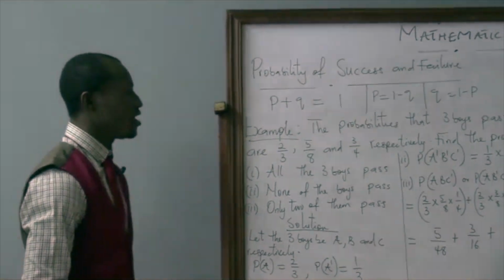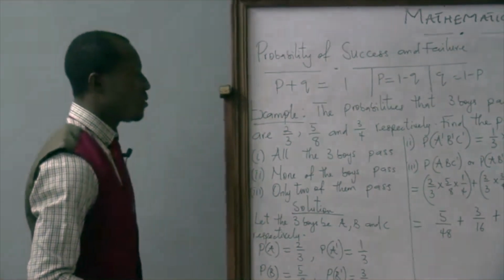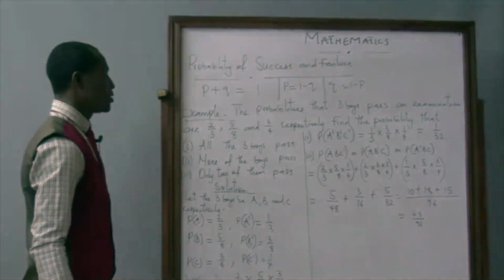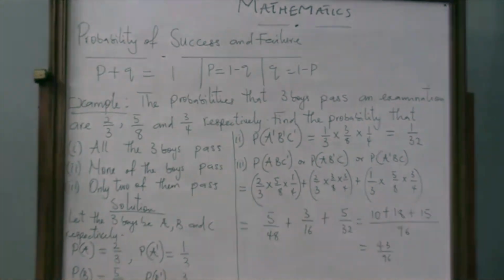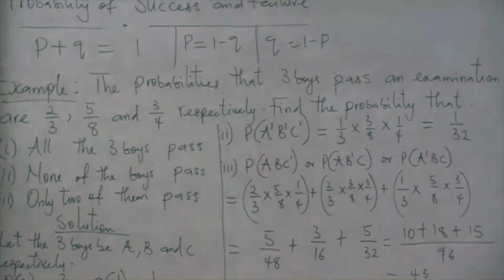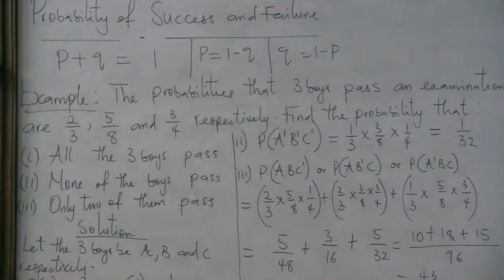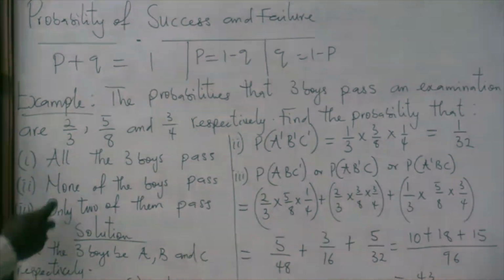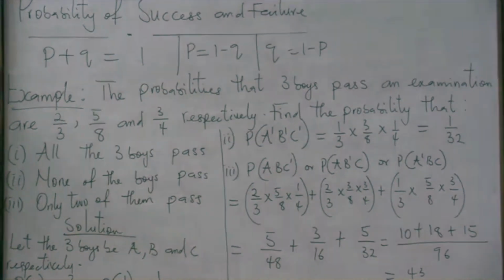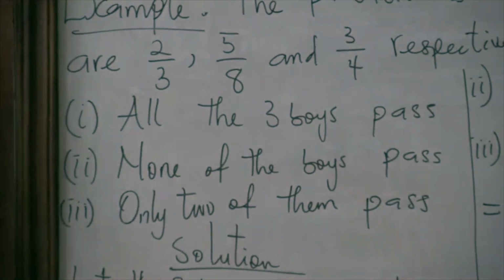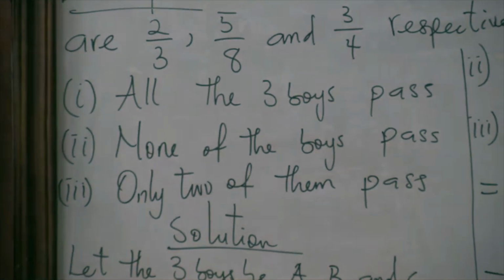So an example we have below says, the probabilities that 3 boys pass an examination are 2 over 3, 5 over 8, and 3 over 4 respectively. Find the probability that 1. All the 3 boys pass. 2. None of the boys pass. And 3. Only 2 of them pass.